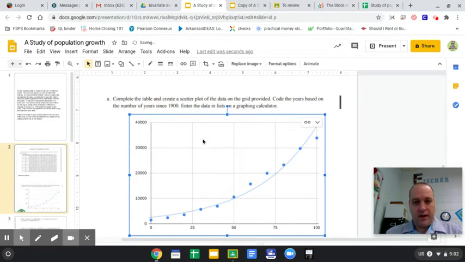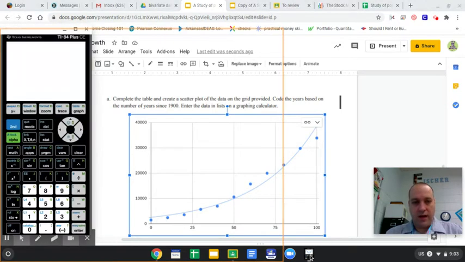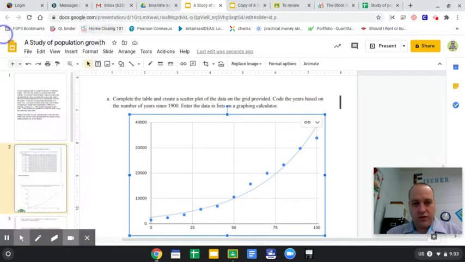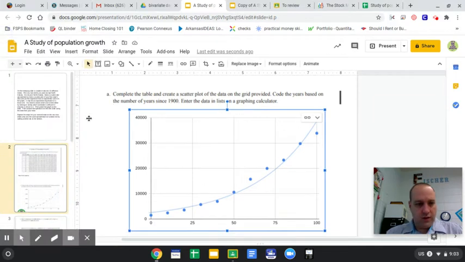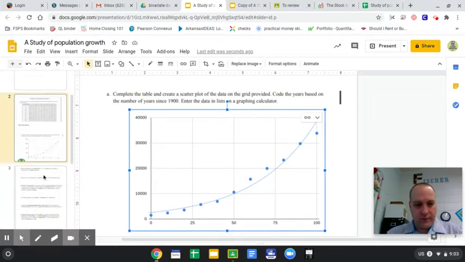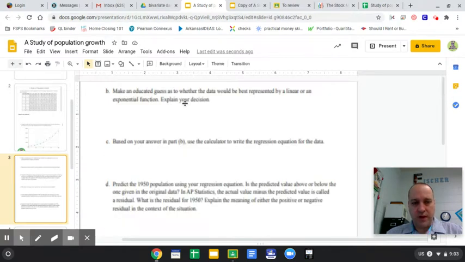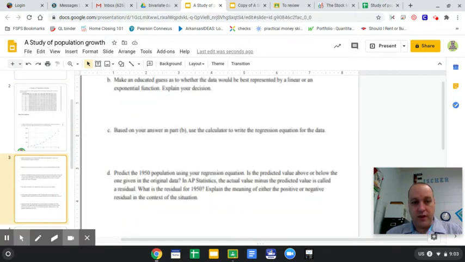Okay, now, let's see. Now we need to put the data in the calculator. And let's see, code the years, enter the data on the graphing calculator. Actually, we're going to do that in just a minute. I want to show you on the next page, it says use the model to predict, actually, let's do the next one. Make an educated guess as to whether the data would best be represented by linear or exponential.